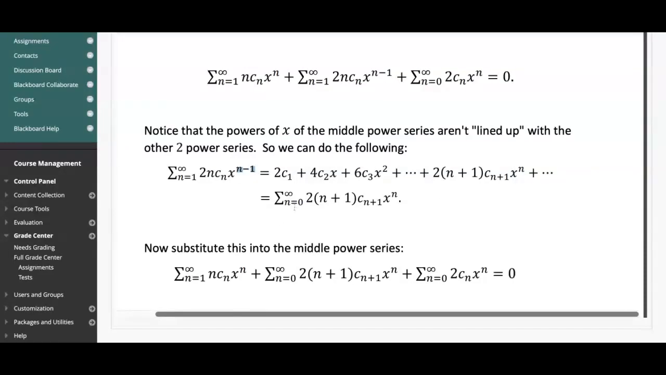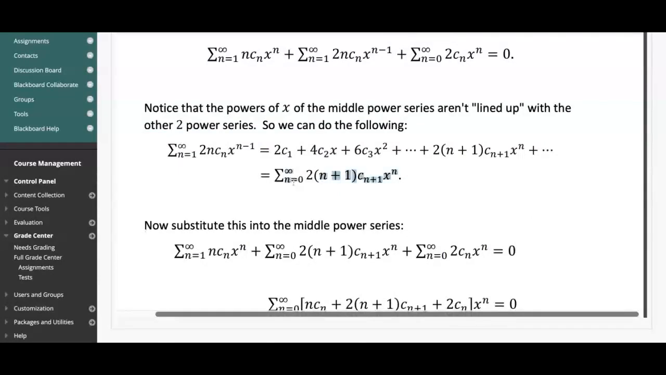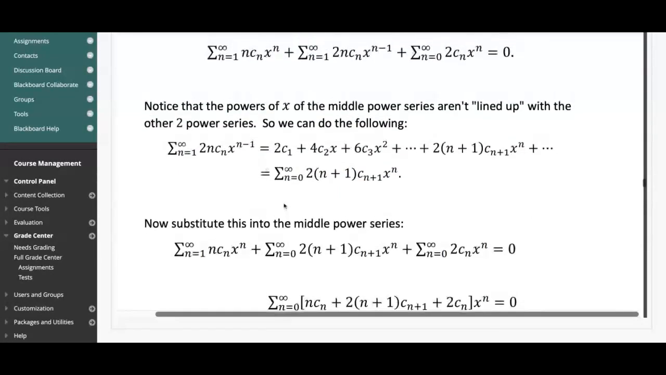So this one can be rewritten as k goes from 0 up to infinity, 2 times k plus 1, then c_(k+1) and x raised to k. Well, a variable is a variable. Once you use k to reindex it, change back to n, because it's just a dummy variable to hold the place. So this process is called reindexing. So we get this.